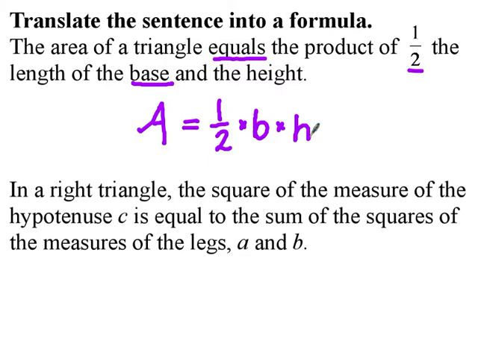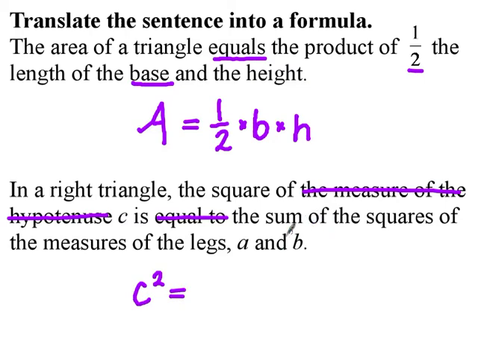It says in a right triangle, and this is something you learn in geometry when you go on to take that, the square of the measure of the hypotenuse C. I like to look at that. How can I write the square of C? C squared. Notice by eliminating all that, it makes it a little bit easier. It says is equal to. So let's just say is. What would is be? Equals.